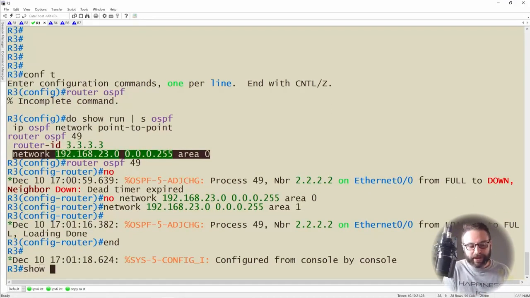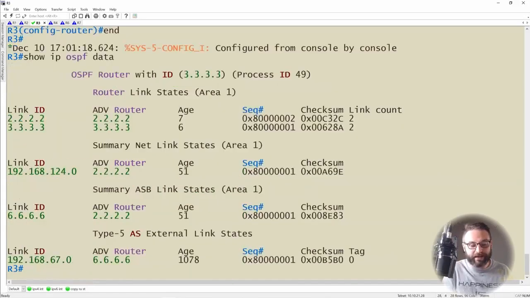Now check this out. If I do show ip ospf database, look at this. I see my router LSA from router 2, but then it jumps straight to the Type 3 summary LSA. Recall there's no Type 2 LSA because in the previous nugget we made it a point-to-point link. So it jumps straight to the router 2 LSA where it learned about the 192.168.124 network.